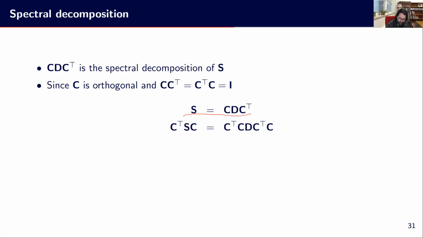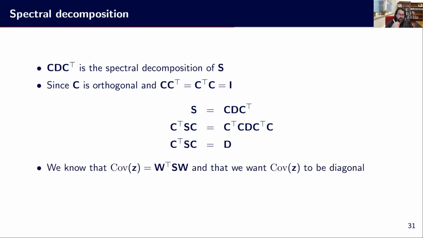So we have this spectral decomposition here. This is our starting point. Now let's multiply each side by C transpose and C, the same way from both sides. The point here is that this is equal to identity, and this also is equal to identity. So we are simplifying this to a D here, which corresponds to C transpose SC.